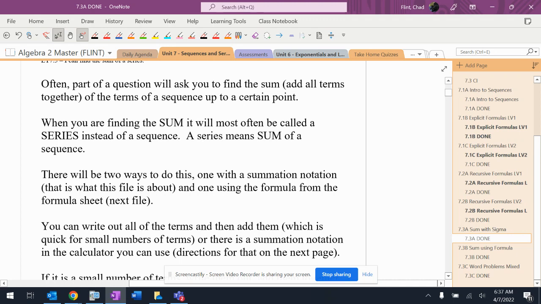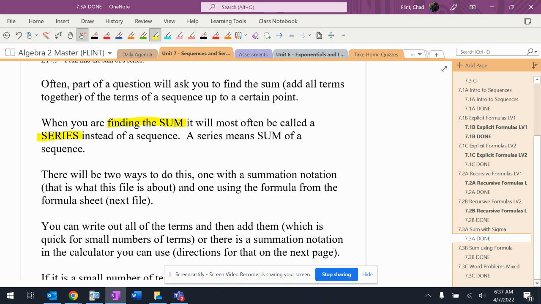Last piece to this unit is finding the total of a sequence between two specific terms. All right, so maybe from the first term to the fifth term, we find all five terms and we add them up. Could be arithmetic, could be geometric. Sometimes you'll hear this called a series. When you're finding the sum, sometimes it's called a series.